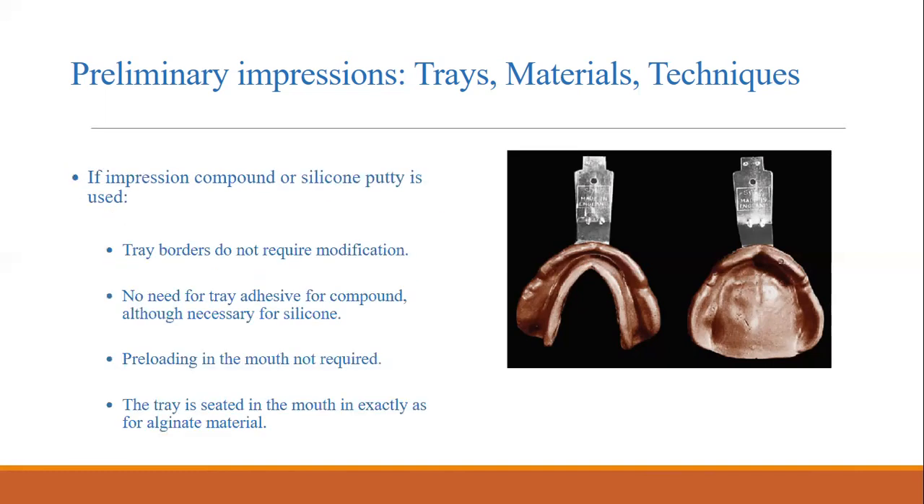If impression compound or silicone putty is used, tray borders do not require modifications if they are underextended. No need for tray adhesive for compound, although it is necessary for silicone. Preloading in the mouth is not required as alginate. حكينا إنه الألجينيت عند البالت مرات تطلع عندي void، فبضطر إني أعمل preloading، يعني أخذ من الماتيريال وأحط عند البالت قبل لا أخذ الإمبريشن. The tray is seated in the mouth exactly as for alginate material، يعني seating هو نفسه.